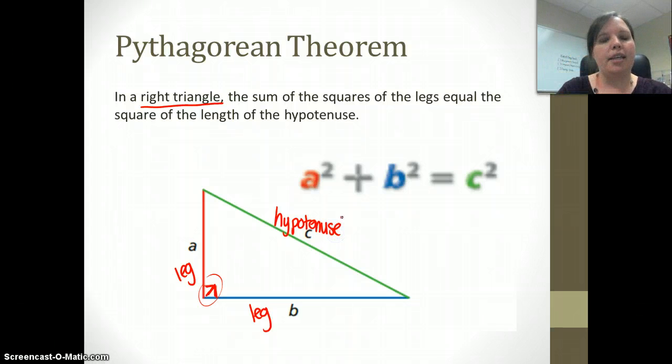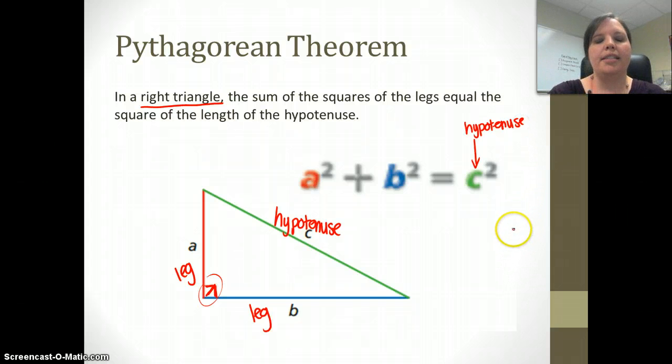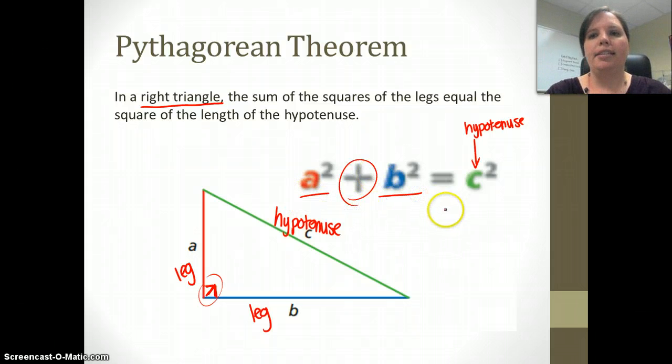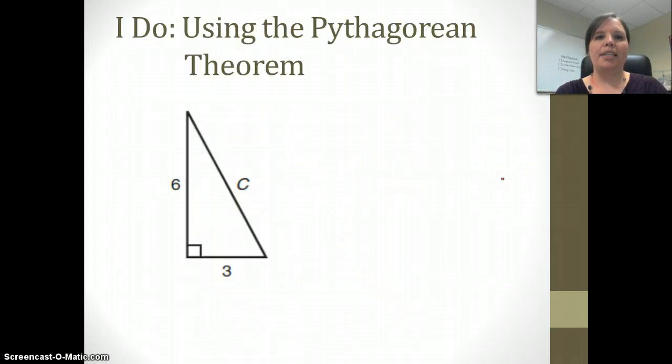So when we label the legs and the hypotenuse for the Pythagorean theorem, we use the letters A, B, and C, the C always being the hypotenuse. The A and B, it doesn't matter which one is which. So what the Pythagorean theorem says is that the two legs, if you square those values and add them together, it's equal to that hypotenuse squared. So that allows us to find missing information on right triangles only. There are other ways to find missing side lengths or angle measurements, but you would have to use trigonometry, which you'll see in geometry class.